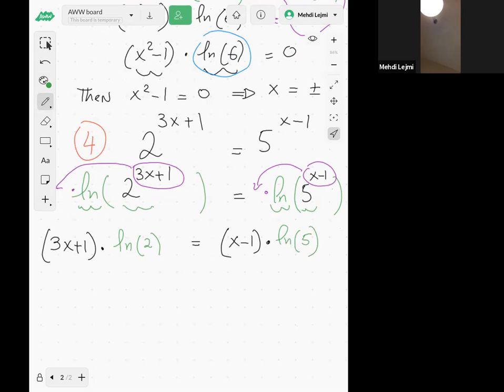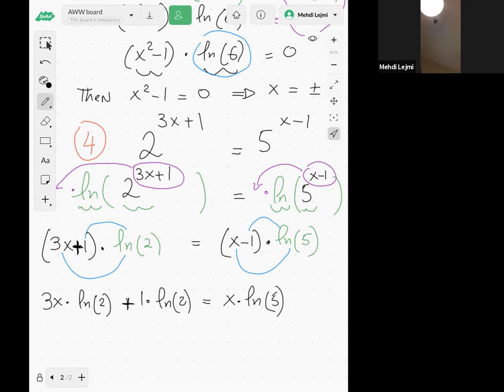Okay. And again, guys, just think of this natural log of 2 and natural log of 5 as just some numbers, some decimals. Now, of course, we need to distribute. So this thing here times natural log of 2, and 1 times natural log of 2. Here's the same thing, times this natural log of 5. So that would be 3x times natural log of 2. There's a plus here, so it's going to be plus 1 times natural log of 2. On the right side, it's x times natural log of 5. And there's this minus, so it's minus 1 times natural log of 5.